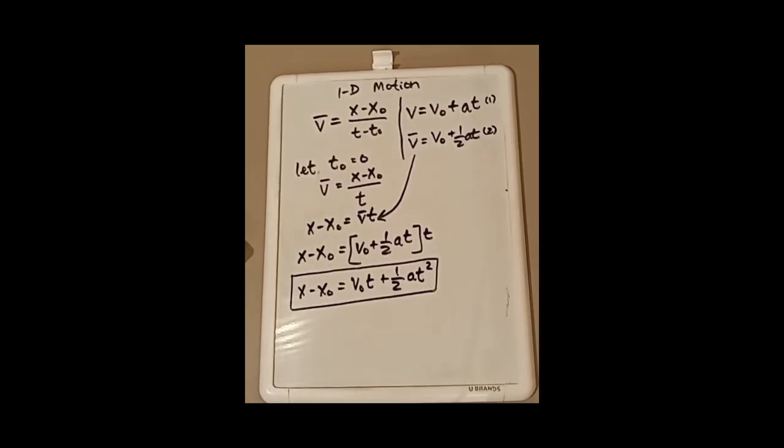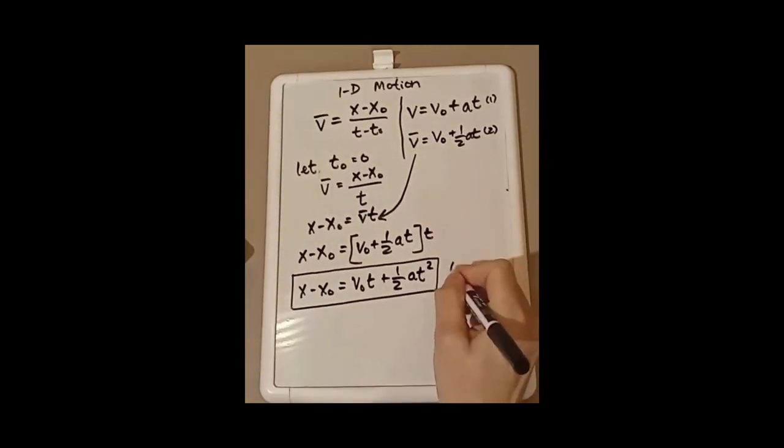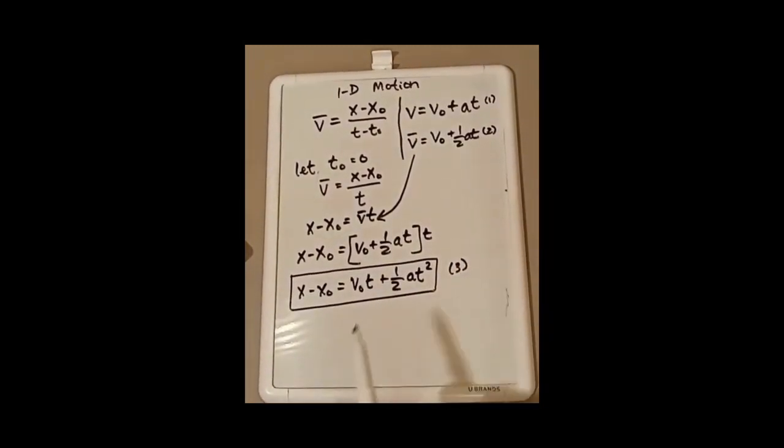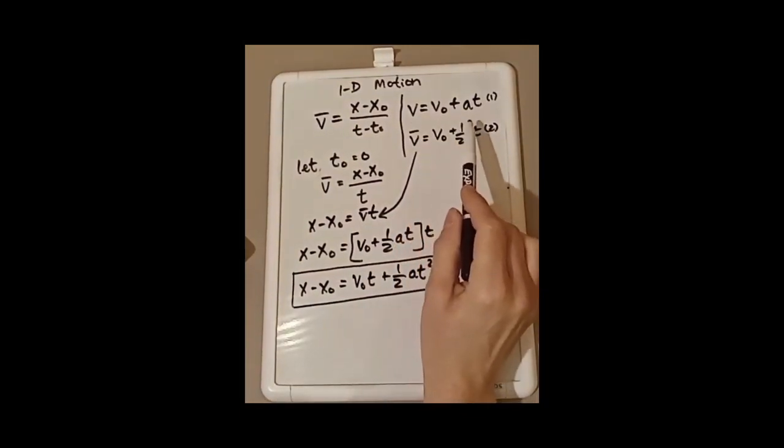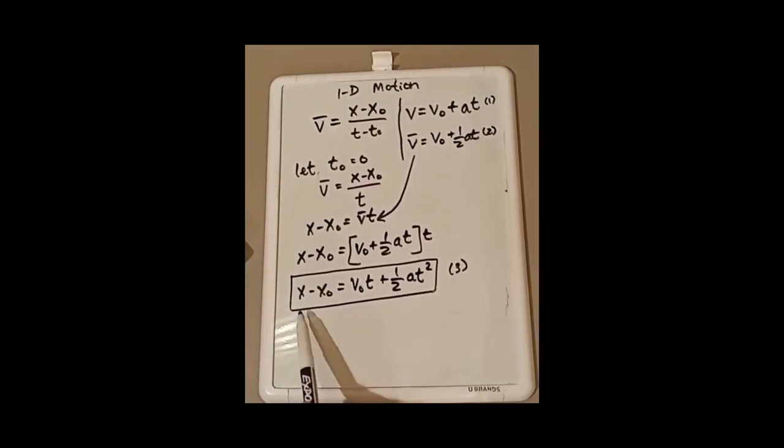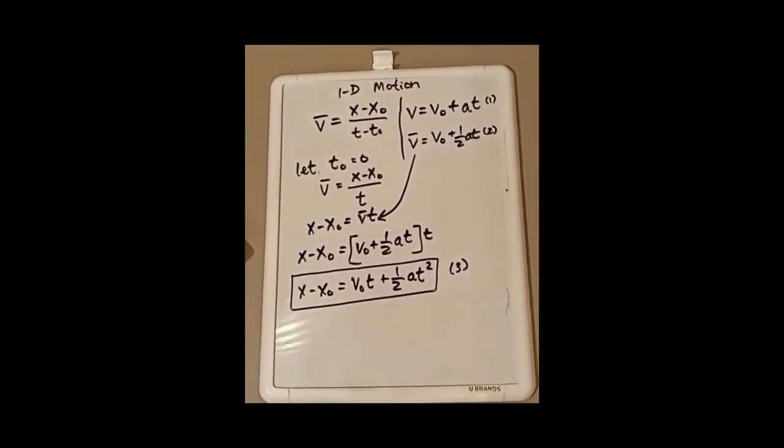Alright, so really all we're going to be doing at this point is taking, I'm just going to call this equation 3. So we're going to be taking equation 1, v equals v naught plus at, and this equation for change in position, x minus x naught, equals v naught t plus 1/2 at squared. So those two equations, we're just going to rearrange them and make different substitutions for different missing variables, and we're going to derive our other 3 equations from those.